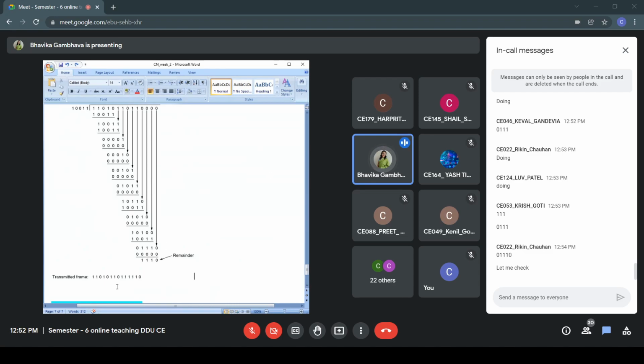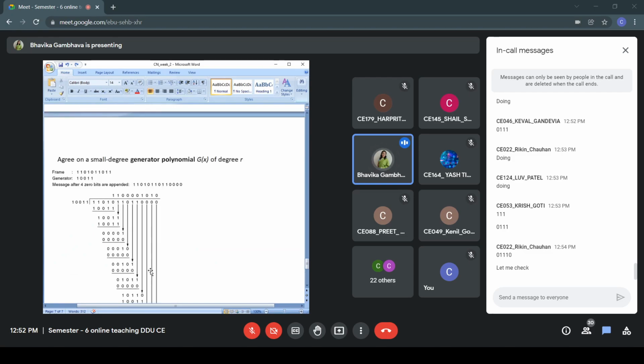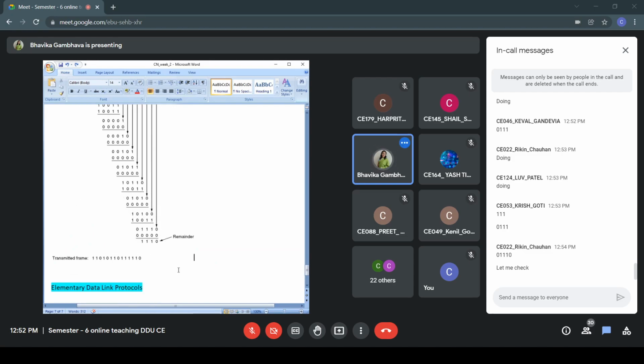So if there is no error, remainder will be zero and receiver will keep the frame. It will accept the frame. Whenever any bit is changed, then the remainder will be non-zero and receiver will be able to detect the error. However, it will not know which bit is corrupted. It will not be able to correct it, but it will be able to detect the error and the frame will be rejected. So please do it afterwards, after your lunch in the evening. And if you have any doubt, you can ask me in the next class.